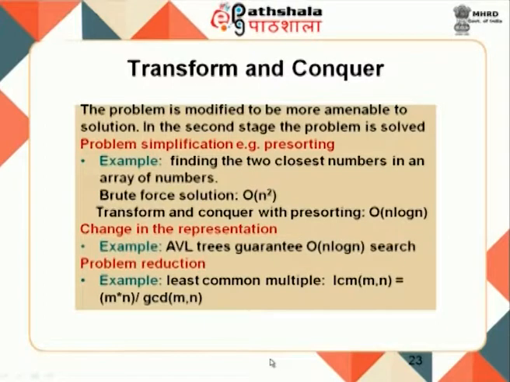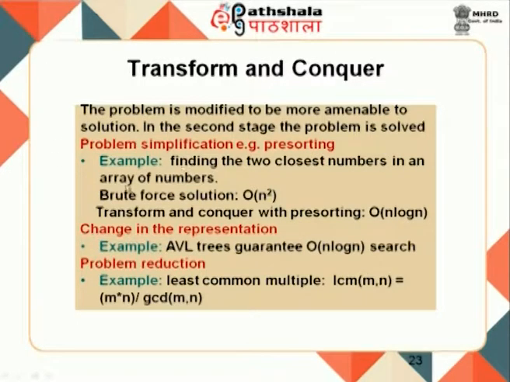Next, what have we done so far? We have seen 2 types of conquer techniques. One is decrease, where we had one recursive call, while in divide and conquer, at each step, you had at least 2 recursive calls. Now you have transform and conquer. This is again a version of the same type. The problem is modified to be more amenable to a solution. In the second stage, the problem is solved.